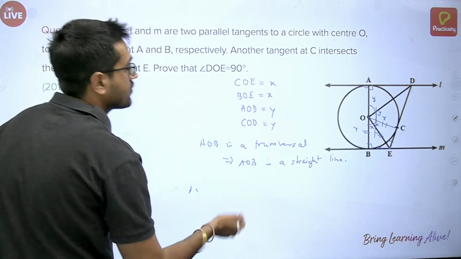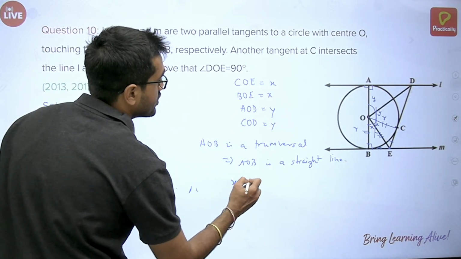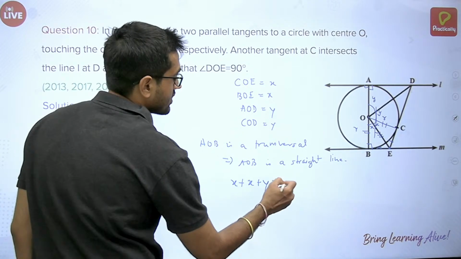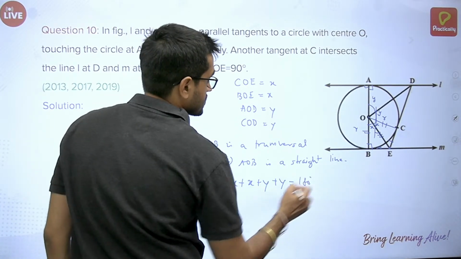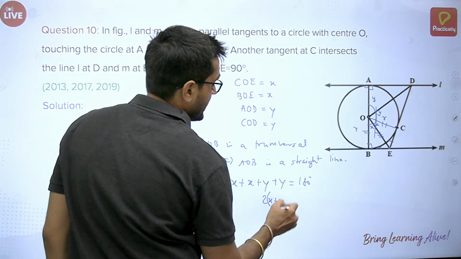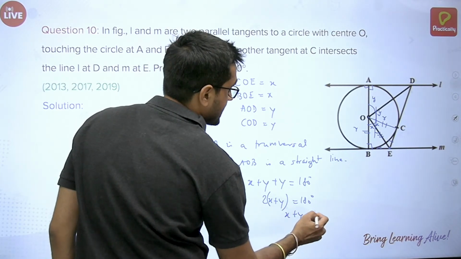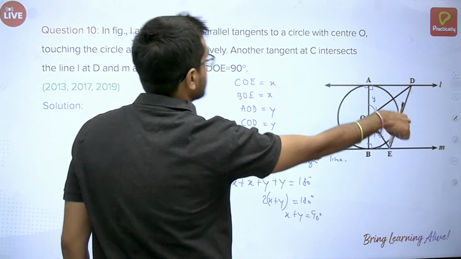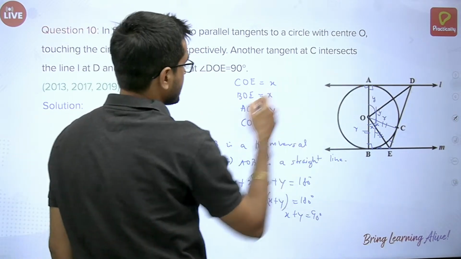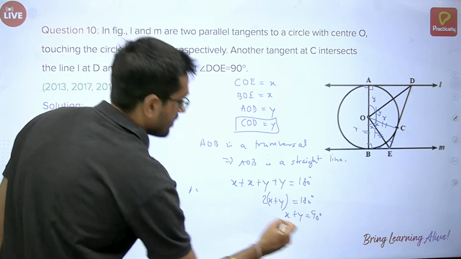Now you just have to say that the sum of all the angles will be equal to 180. यही तो होता है, right? Straight line, so the angle is 180. So 2x plus 2y, so 2 common ले लेंगे. So x plus y is equal to what? 90 degrees. I have to get DOE, right? DOE is nothing but DOC. So I can write COD.